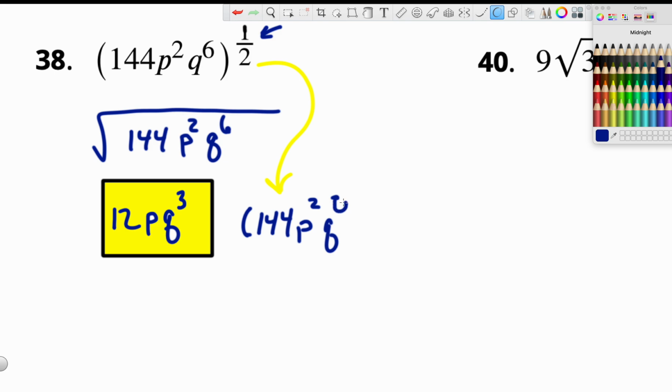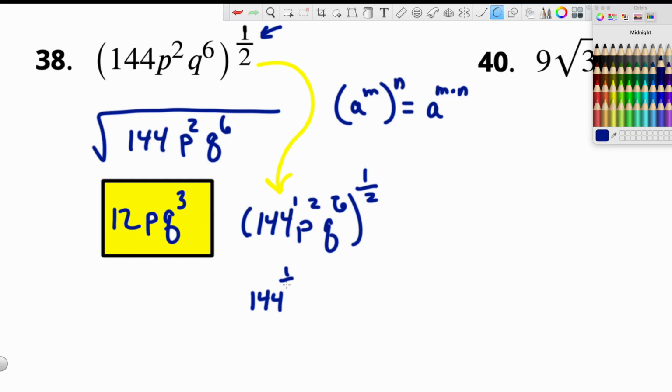Do you remember what we did with our rules for exponents when we're raising something to another power? We use the power rule, and in the power rule we multiplied. If you recall, if I had a to the m raised to the n, it was equal to a to the m times n. Okay, that was our power rule. So we're going to take this 1/2 right here and multiply it through our other exponents. So on the 144, remember there's a 1 here. So this would be 144 to the 1/2.